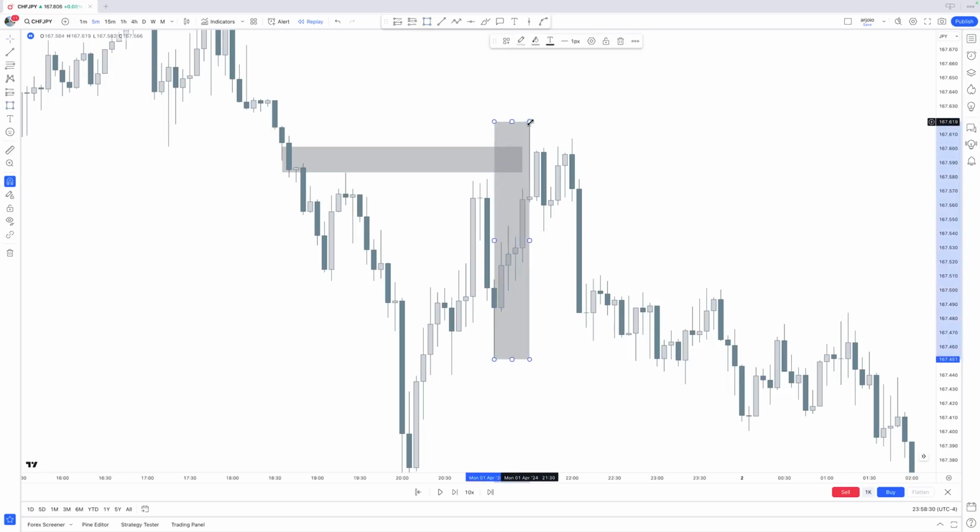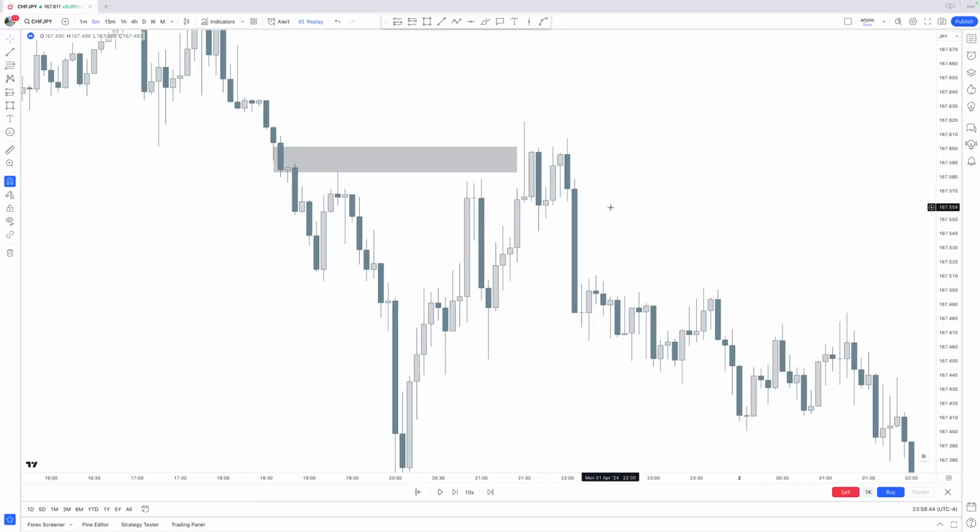We have a fair value gap. We have manipulation into our premium array. Perfect. After that, third step, we have a fair value gap coming out of that premium array right there. This doesn't have to be overlapping fair value gaps. It can be, yes, but it doesn't have to be.